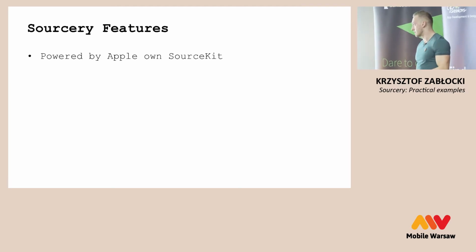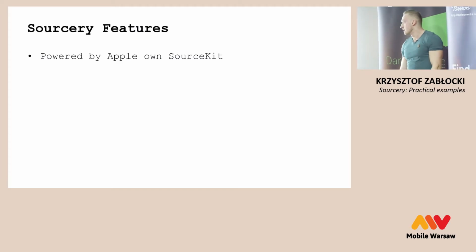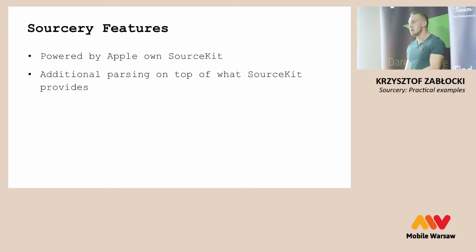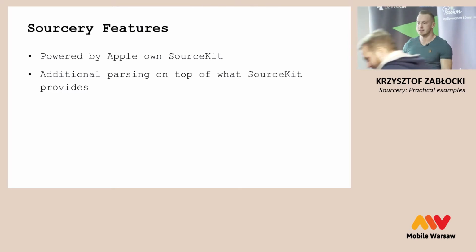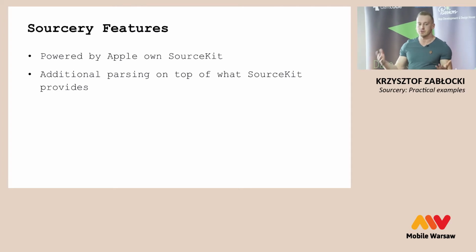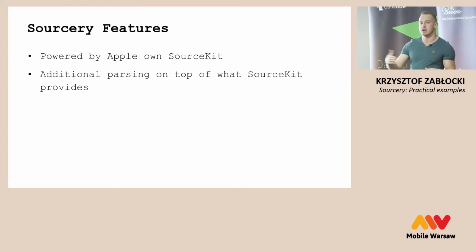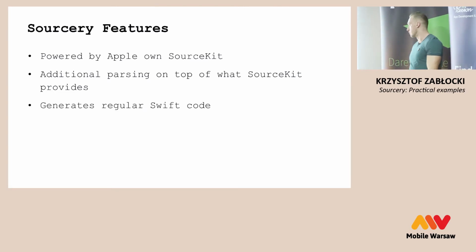So what are some of the Sourcery features that you care about? First off, it's powered by Apple's own SourceKit. It's not us trying to understand what Swift means, it's just using the Apple tools. We have our own parsers built on top of it because SourceKit doesn't actually care about everything. So for example, when we scan enumerations, SourceKit will tell us that there are multiple cases in your enum definition, but it won't tell us what the argument names are for each of the types in your associated values. So we need that information to give you more power.